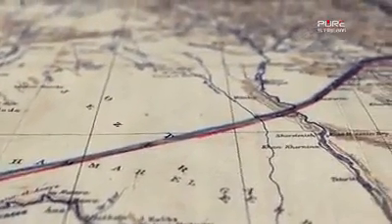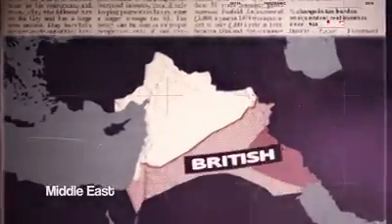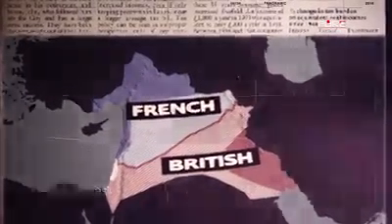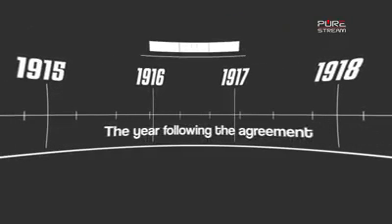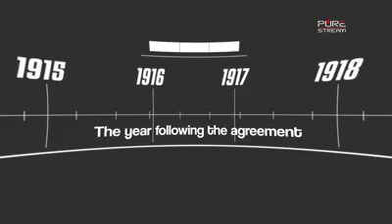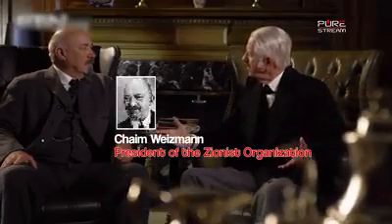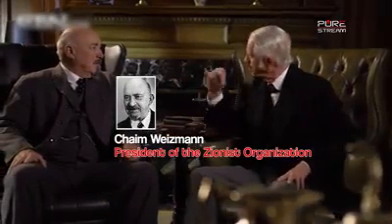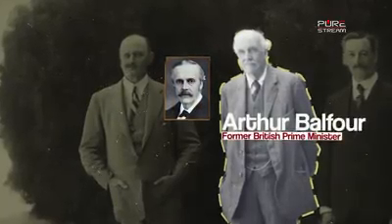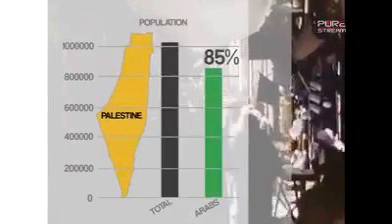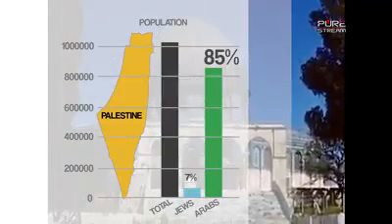This agreement anticipated the collapse, and therefore it secretly divided up the Middle East in order to design a region post-Ottoman Empire. In 1917, the year following the agreement, the Zionists had gained sufficient influence and control over the British government to get it to issue the Balfour Declaration, which promised Jews a homeland in Palestine, even though the population of Palestine was at the time 85% Arab and only 7% Jewish.